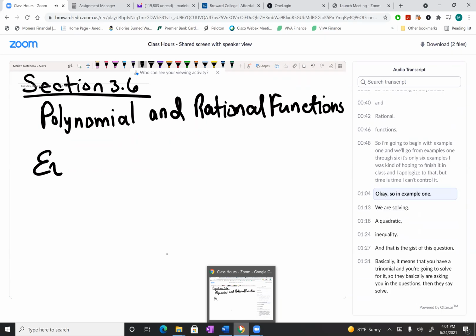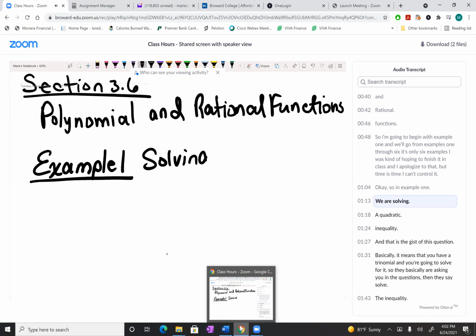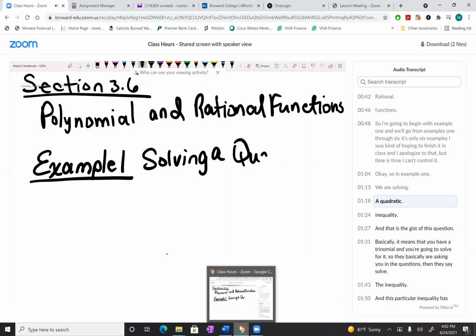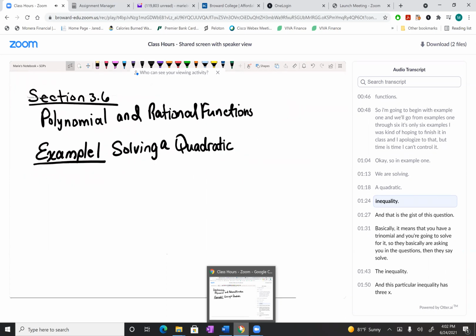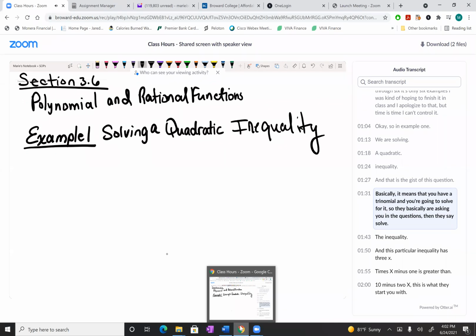Okay, so in example 1, we are solving a quadratic inequality. And that is the gist of this question. Basically, it means that you have a trinomial and you're going to solve for it.